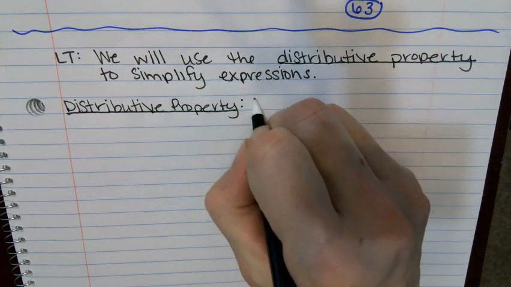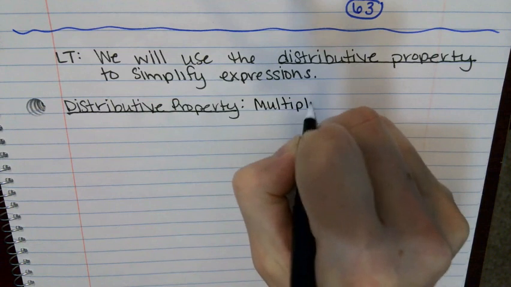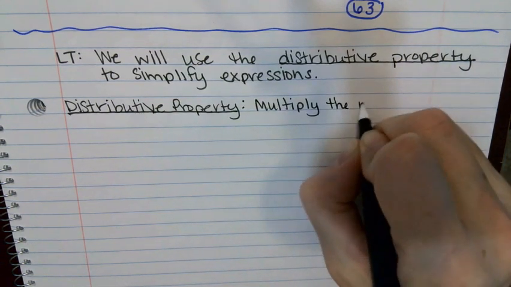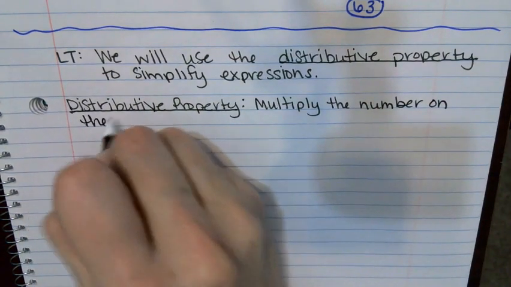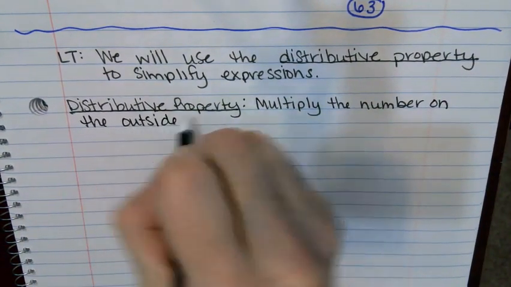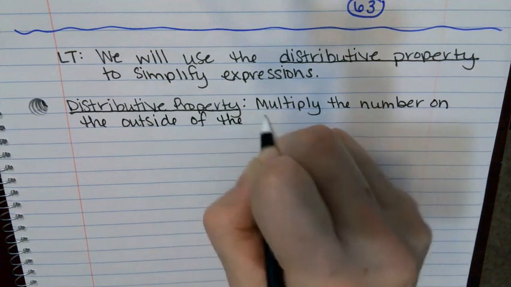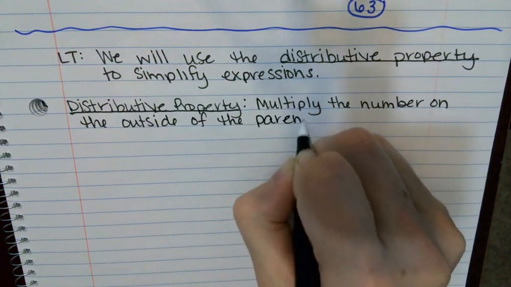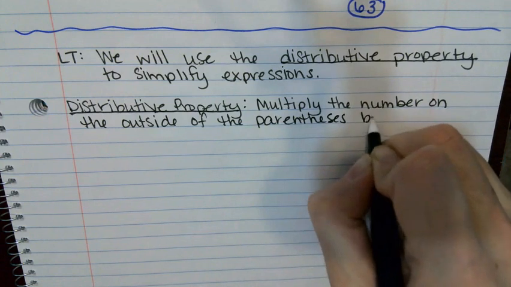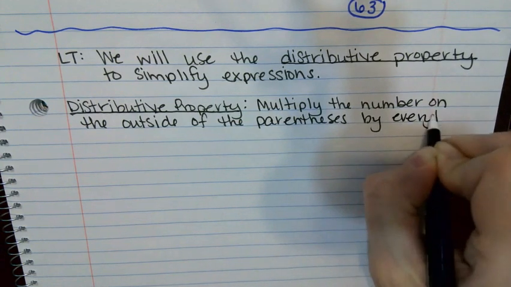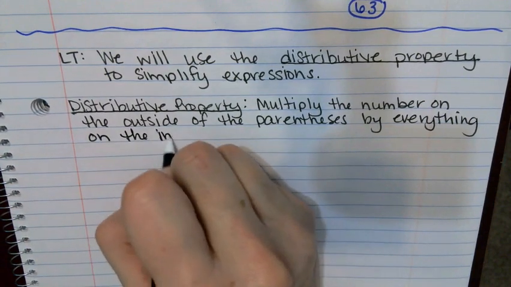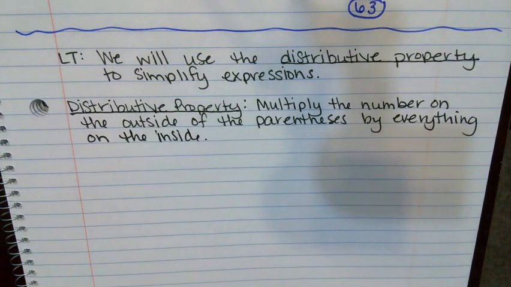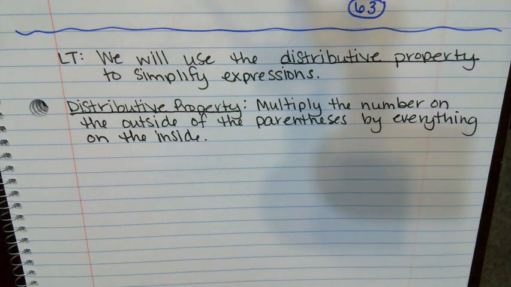So this is when you multiply the number on the outside of the parentheses by everything on the inside. Okay, take a second if you're like, whoa, my hand is totally killing me with all that writing. Take a second if you need to.